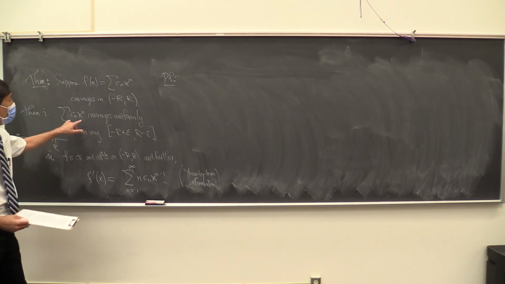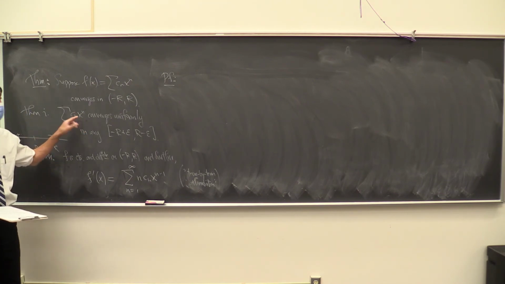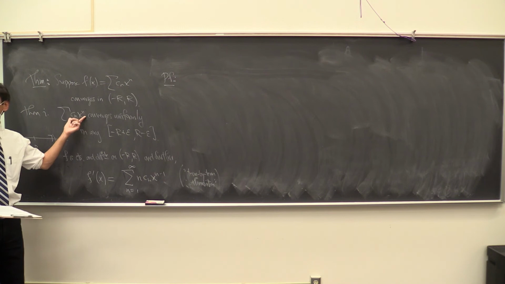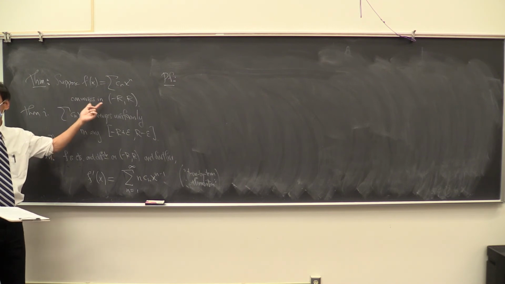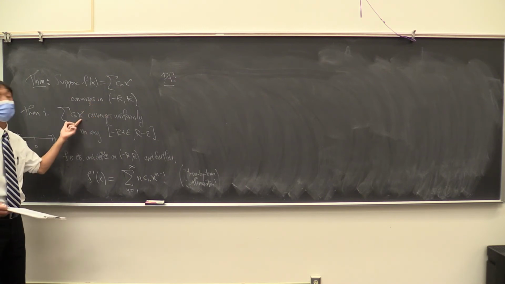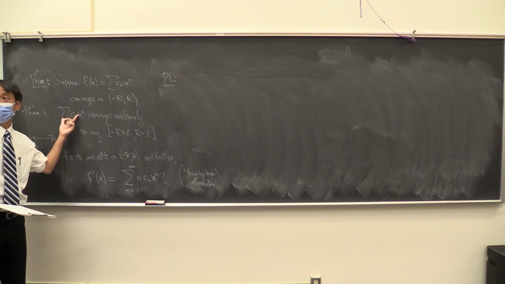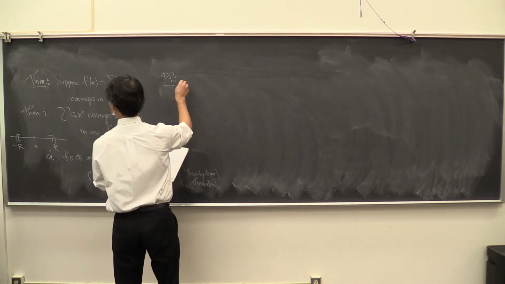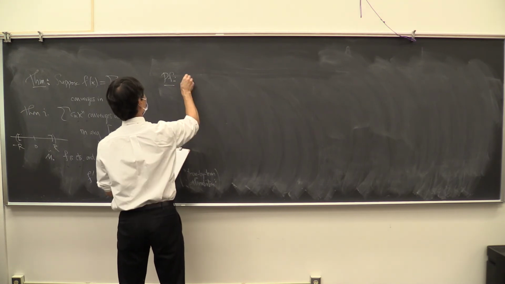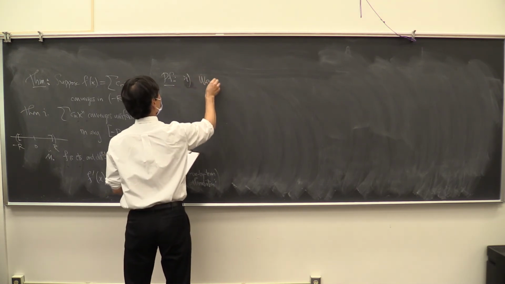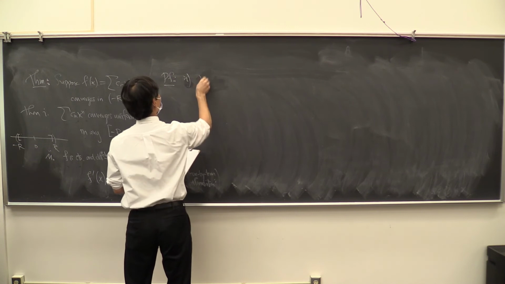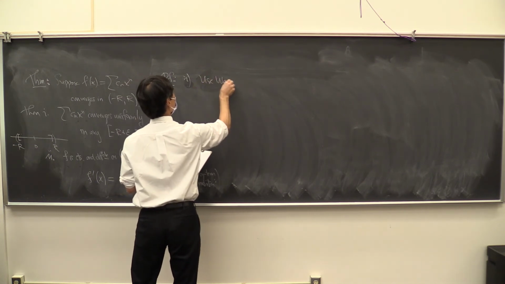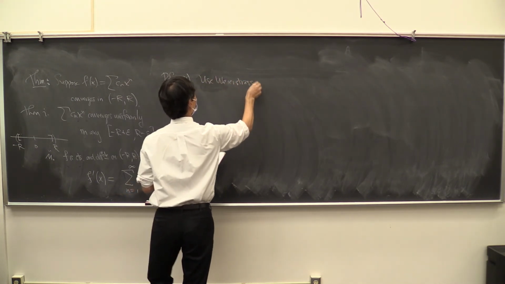Remember what it says. If we can get bounds for each of these summands, and the sum of those bounds converges, then this thing converges uniformly. So that's what we're going to use. Part 1: use the Weierstrass M-test.